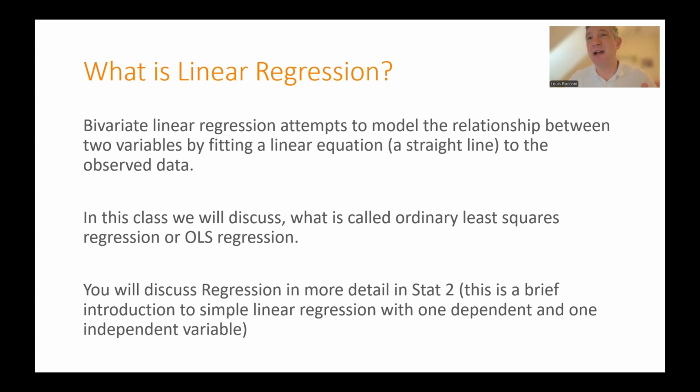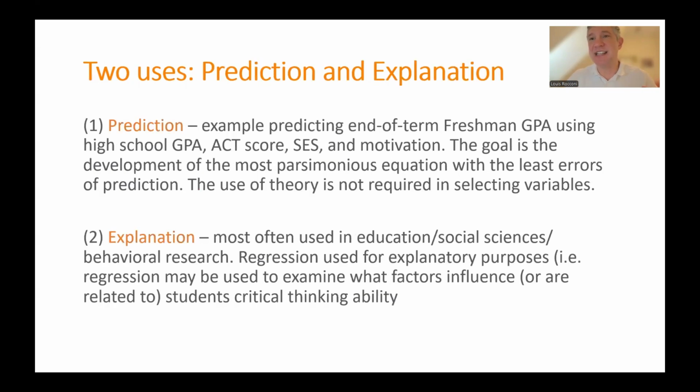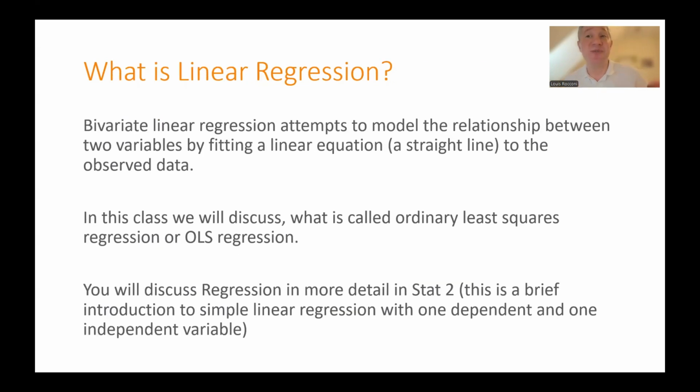So you can really think about it as that measure of central tendency for those two variables. What line best fits those two, best explains the relationship between those two variables?